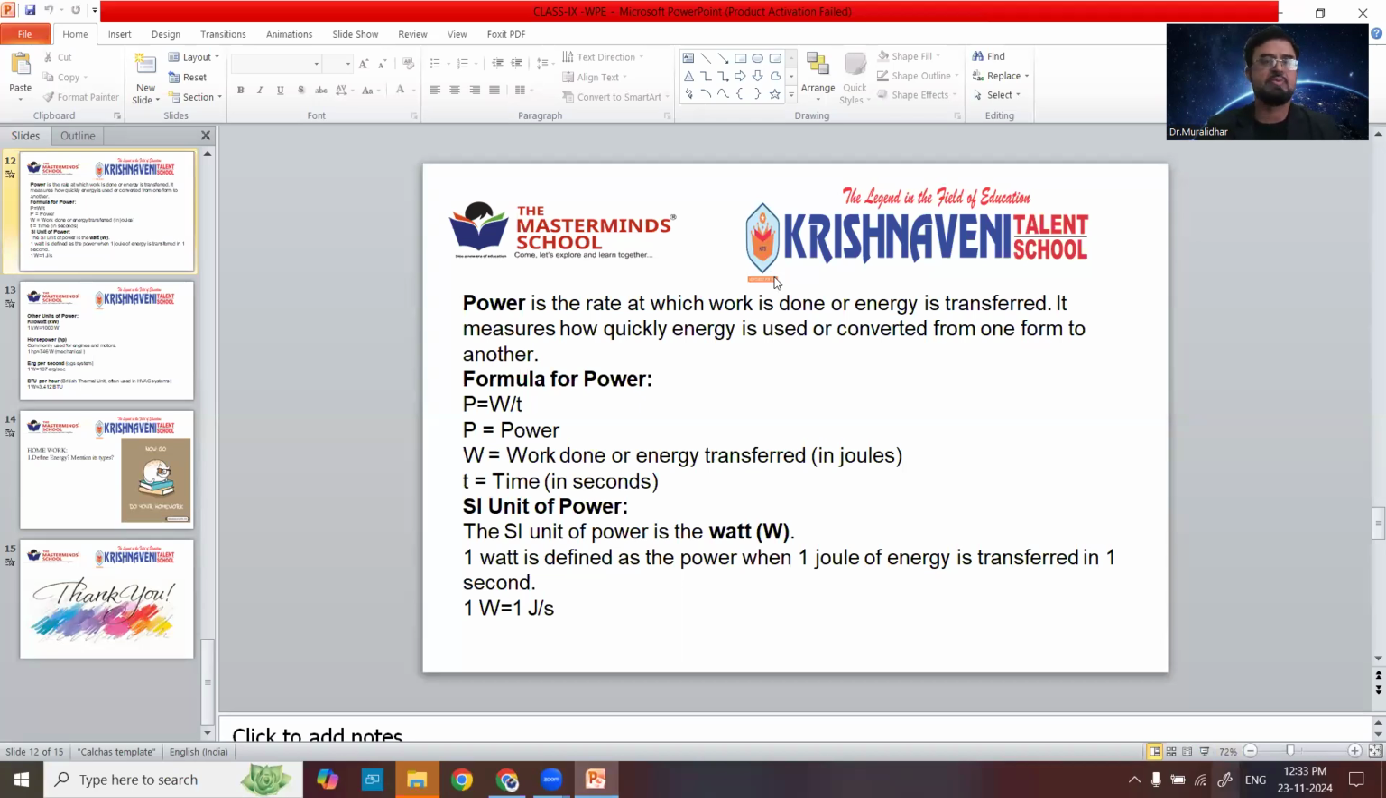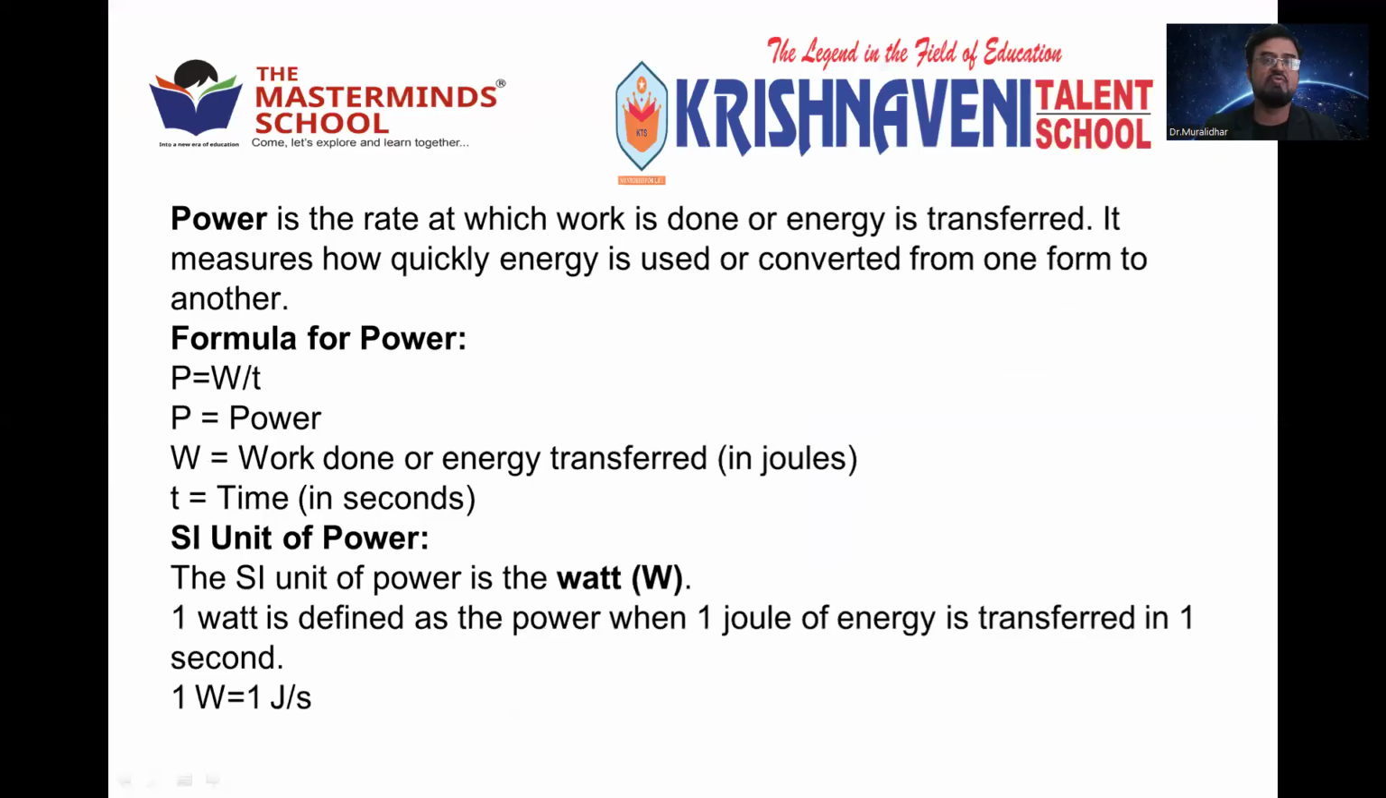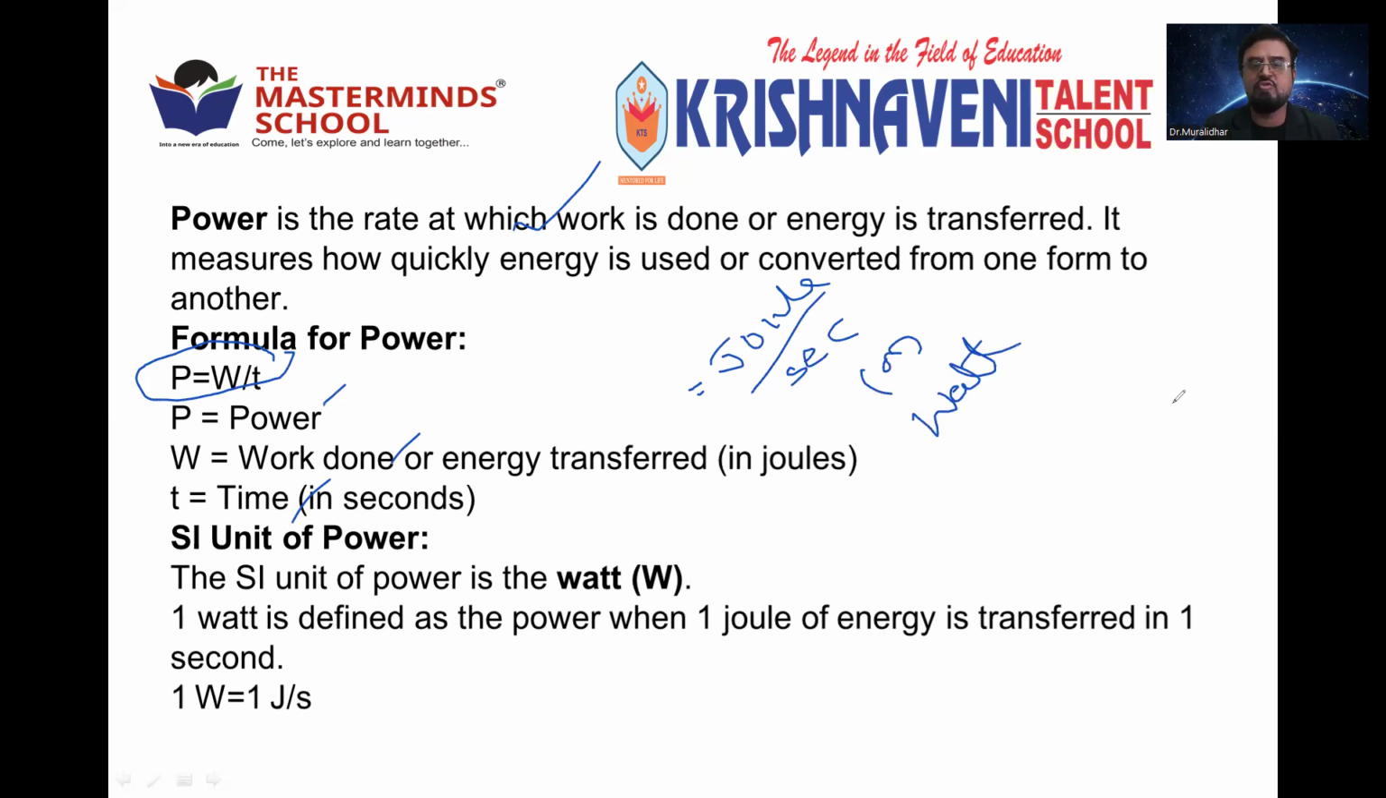Now, when it comes to power, already I told you, it is the rate at which work is done. Rate means fast. How fast you are doing work is called power. That is, power is equal to work by time, P = W/T. P is the power, W is the work done, and T is the time. Work is measured in joule and time is measured in second. Joule by second is the unit, or you can write it as watt, which is the unit of power.